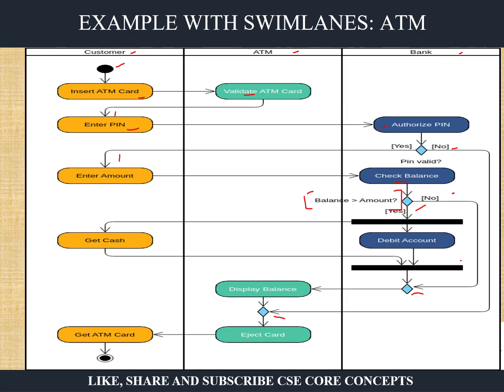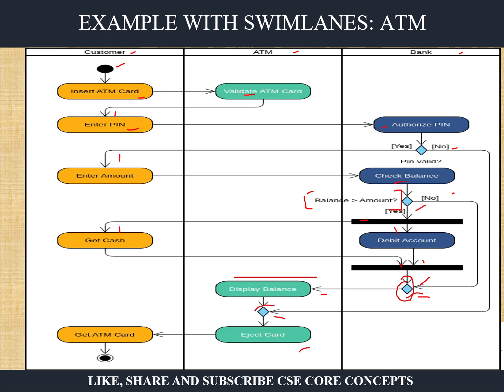If it is no, sufficient balance is not there, then you display the balance and eject the card. If it is yes, then you have two activities to be done. Here it is a fork; you can see this bar. One activity is that you get the cash, and the second is that your account will be debited. After getting the cash, you merge over here and display the balance. This is a merge point for two conditions: one is that your account gets debited, and the second is that you have insufficient balance.